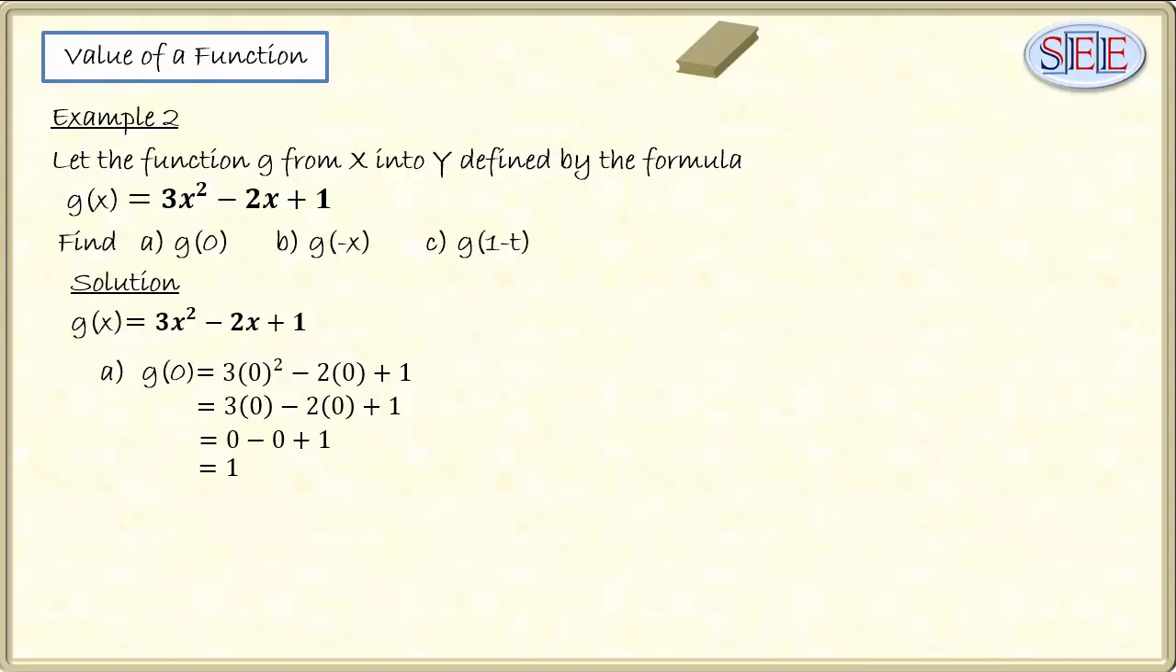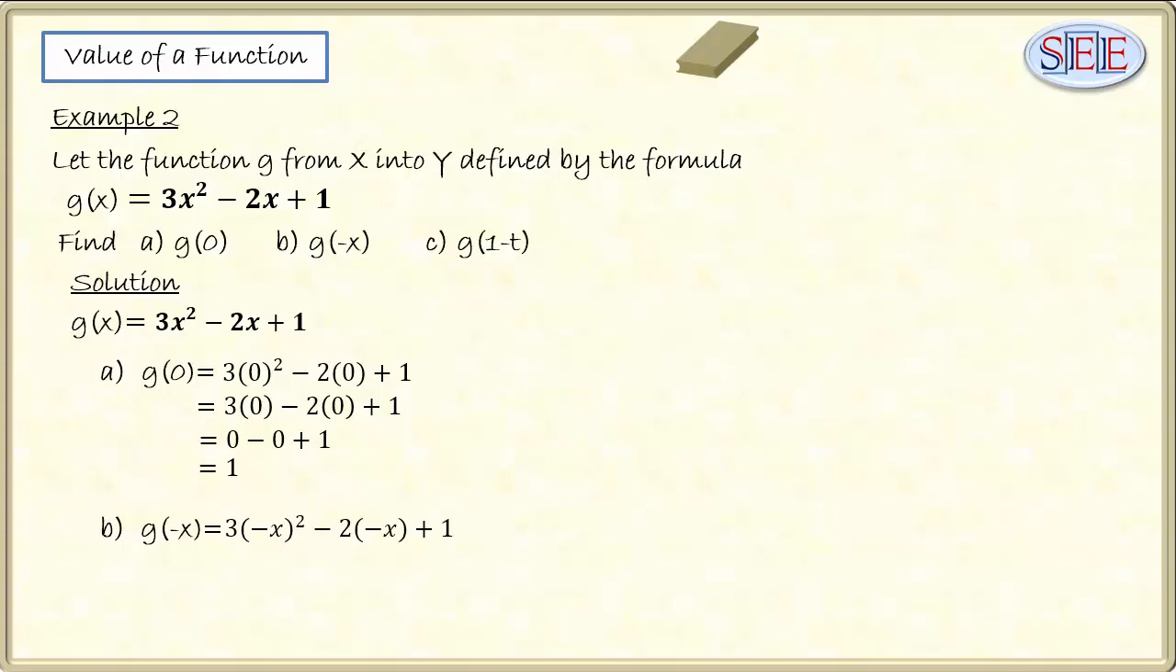I can move to question B. Question B, we asked to find g of minus x. G of minus x simply means the value of this function at x equals to minus x. So what I'll simply do is to remove x and put minus x there in the given formula for the function. So I will now have 3 multiplied by minus x squared minus 2 multiplied by minus x, then plus 1.